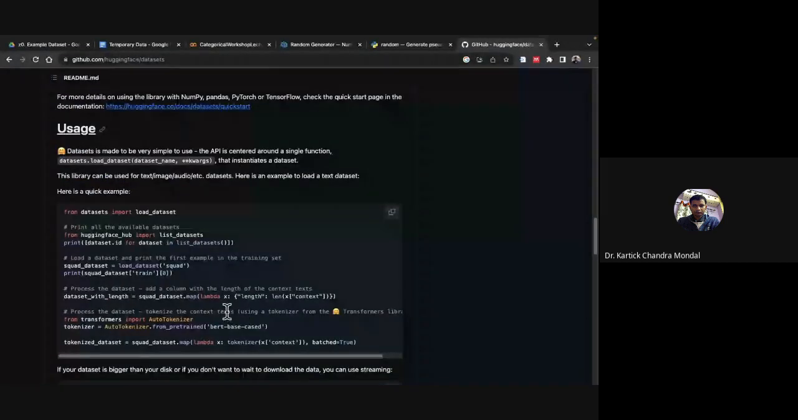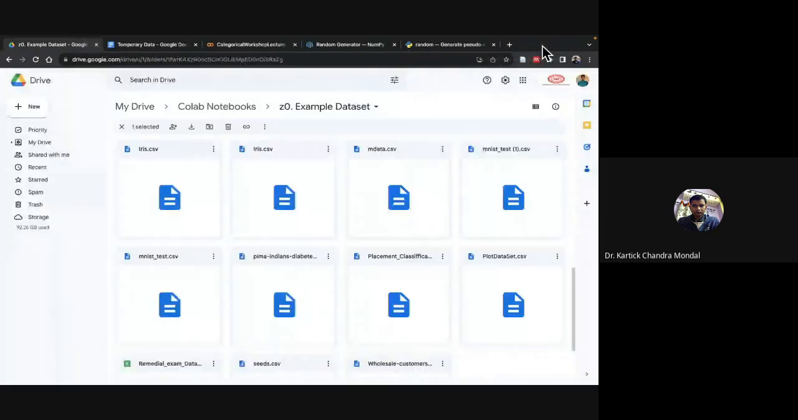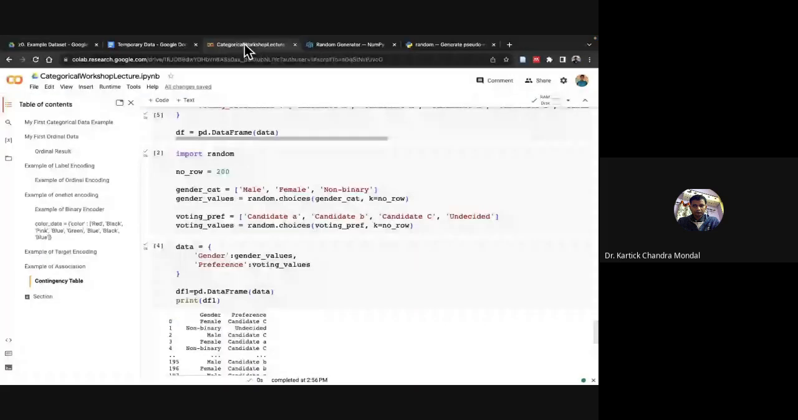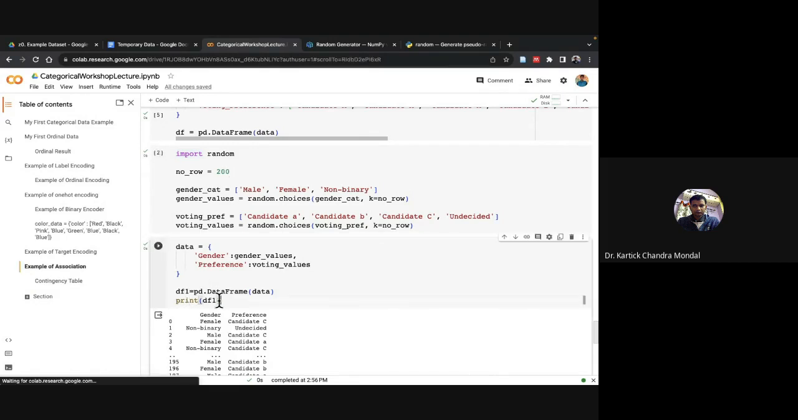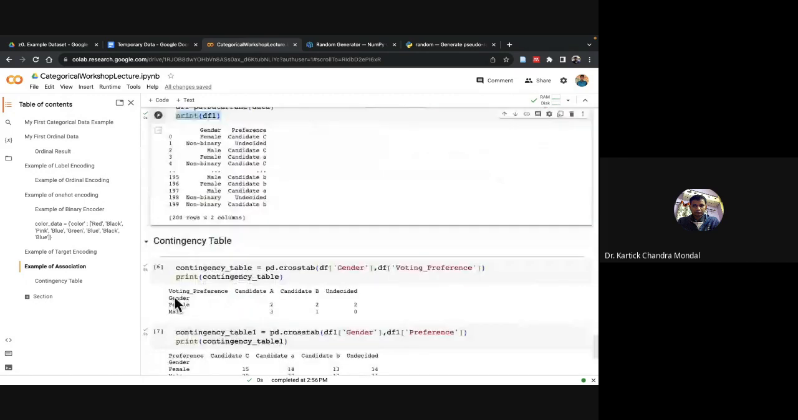From that data set you can also create a random data set for your own purpose. That is one side. On the other side, if you have this kind of data set, then in Python there is a way to load the data set, the Excel file, CSV file, or text file. You can read them and convert them to a data frame. Once you create the data frame, the remaining process follows.